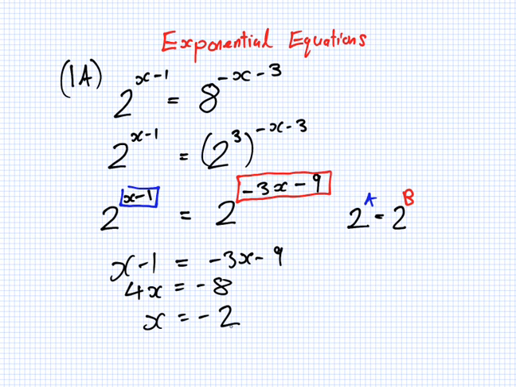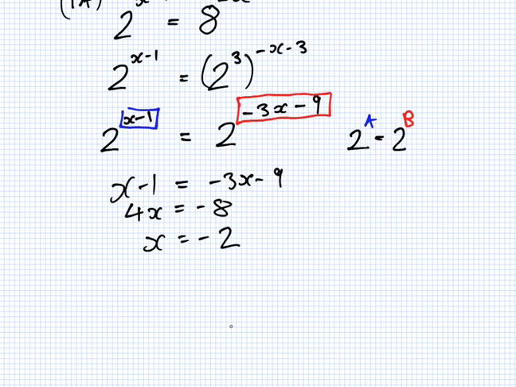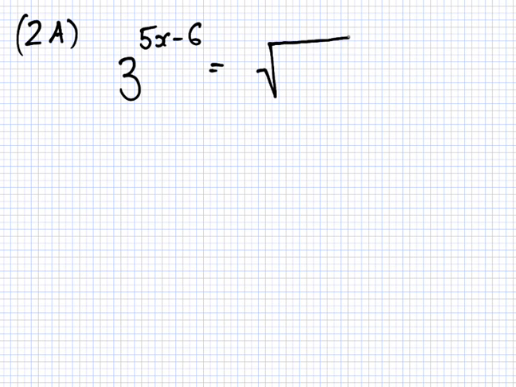Okay, are you ready for another example? Yeah? So 2a, as an example here, 3 power 5x minus 6 equals square root 81 power 2x plus 6. So here we want to find x again.